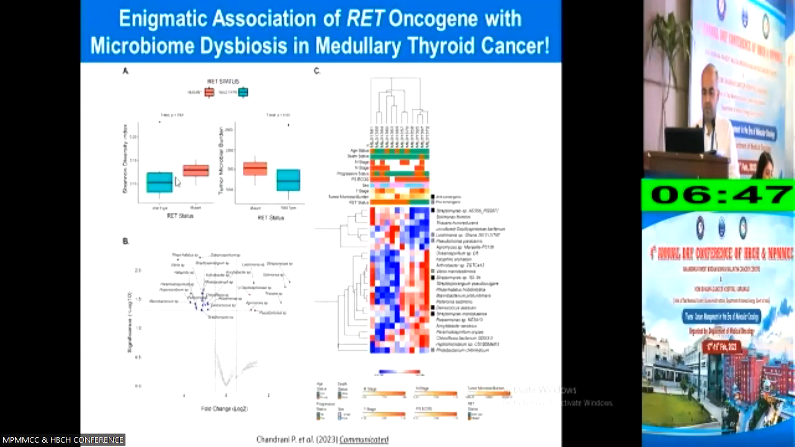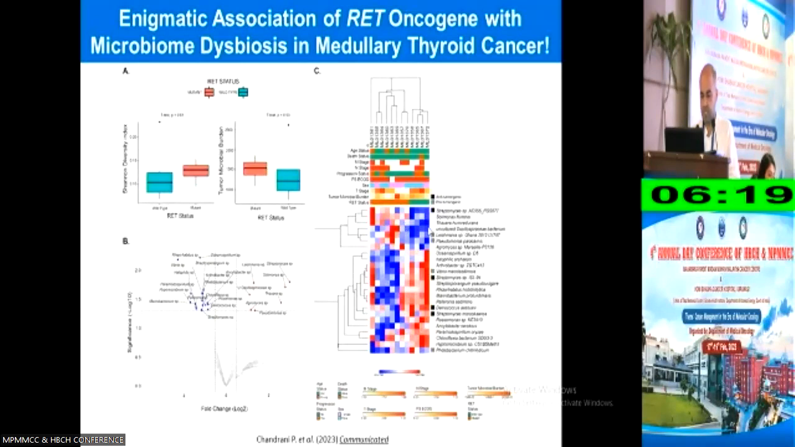Interestingly, when we compare their overall microbial diversity, we see that there is no significant difference in the microbial diversity, although numerically they do look different. But when we do individual species-wise enrichment, we observe that there are several organisms which are highly significantly depleted in RET negative patients, and another group of species which are highly enriched in the RET positive patients.